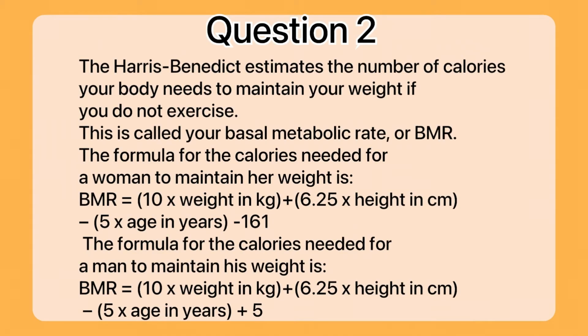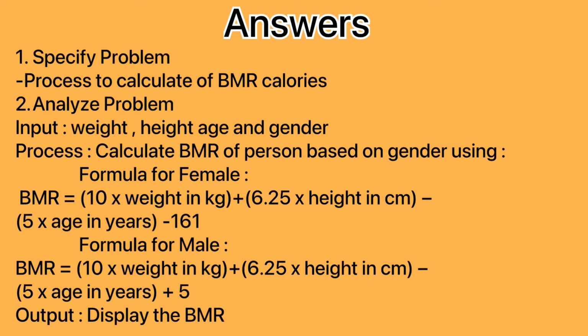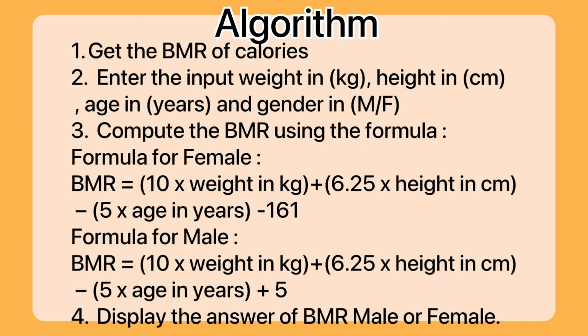For question 2, based on the question below, I will use the 3-step PLC. My answer for specify problem is process to calculate BMR calories. As stated on the question previously, for the analyze problem, I need to identify the input, process and output of the problem. For the algorithm, it is simple, I need to follow based on the problem analysis.